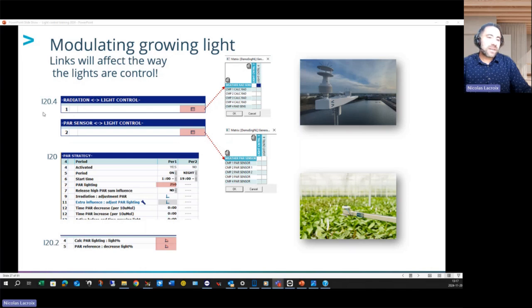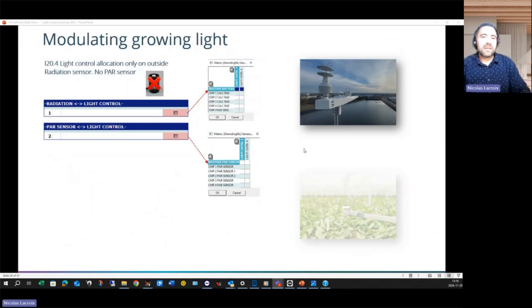Okay. So as you can see here in I20.4, you have the table to allocate all the equipment. The link that you will do here will affect the way the lights are controlled. So that's really important to understand. Depending on how you want to control, you need to do the link differently here. We'll start with if I only allocate the outside radiation sensor here, that's a mostly easy part to do. So no power sensor at all.